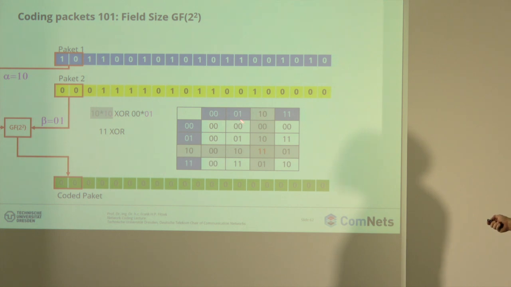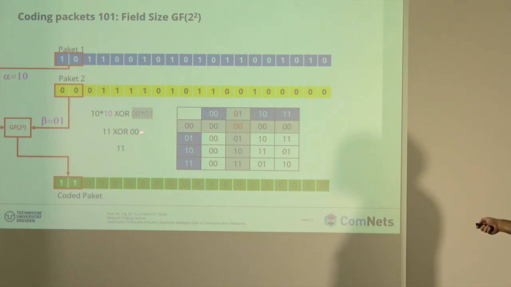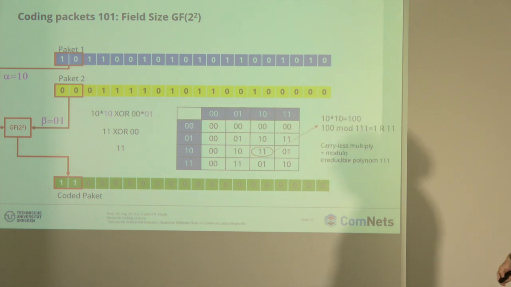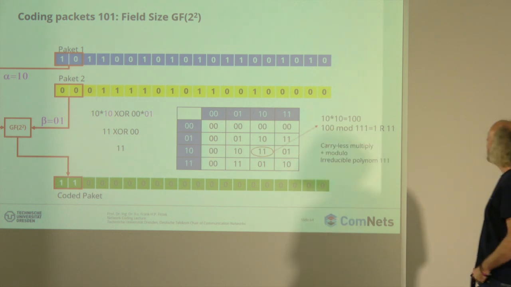So if you want to look it up now, 1, 0, 1, 0, multiplication in the finite field, the binary extension field 2 to the 2, gives you 1, 1. And 0, 0 multiplied by 0, 1 gives you 0, 0 here, and now you XOR that result. It gives you a 1, 1 and you put it here. Okay? Very easy.